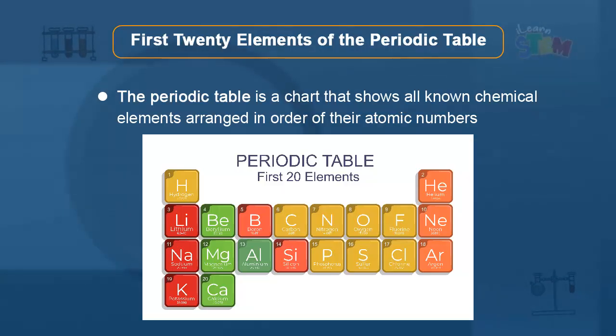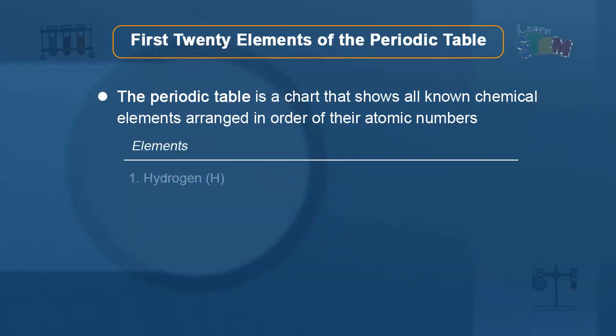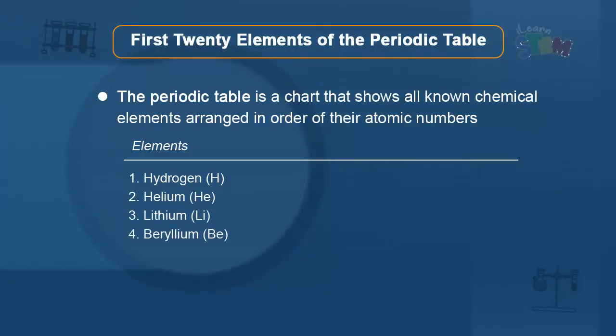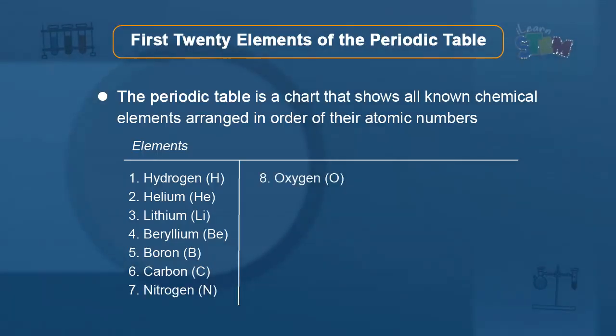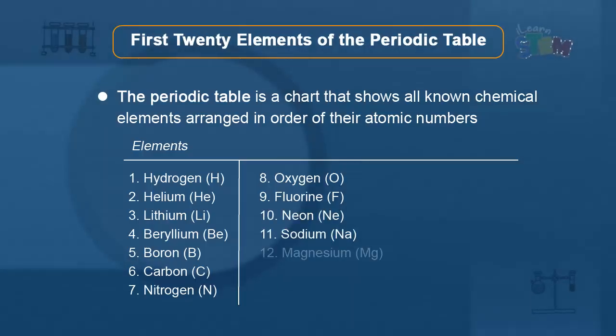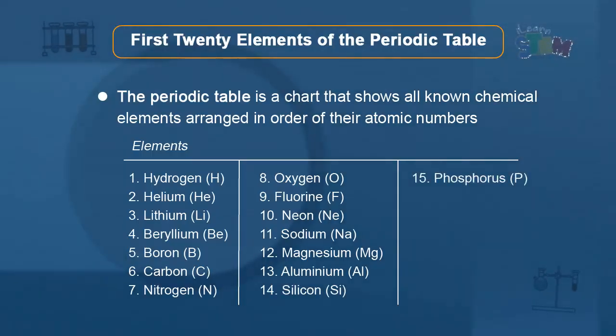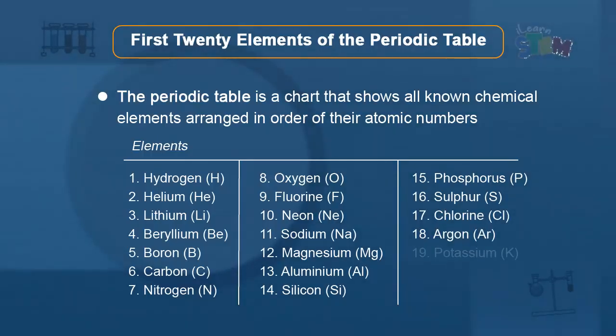Here are the first 20 elements of the periodic table in order: hydrogen, helium, lithium, beryllium, boron, carbon, nitrogen, oxygen, fluorine, neon, sodium, magnesium, aluminium, silicon, phosphorus, sulfur, chlorine, argon, potassium, calcium. These elements are very important because they form many substances we use every day.